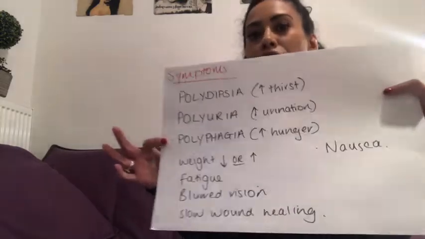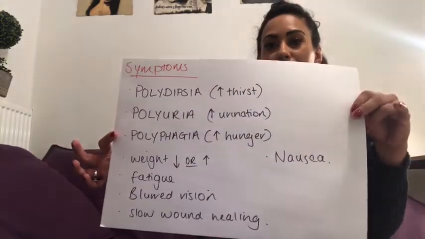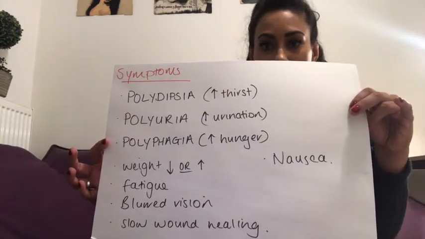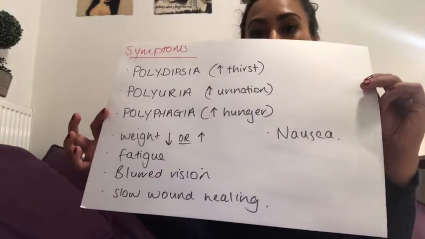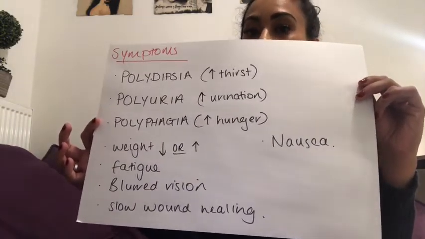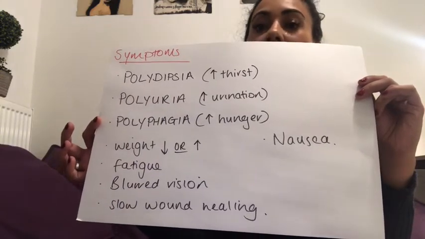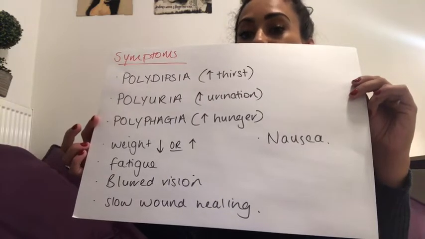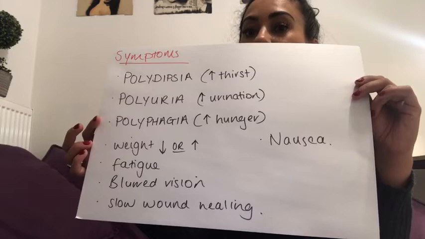Now, common signs and symptoms of diabetes can vary a little bit depending on the type. These are the common ones. So we have polydipsia, which is increased thirst, polyuria, which is increased urination, and polyphagia, which is increased hunger. We also can have either an increase or decrease in weight, fatigue, blurred vision, slower wound healing, which makes us more susceptible to infection, and nausea. Now, these are just the common ones. Obviously, other signs and symptoms can be apparent. Type 1 is commonly diagnosed at an earlier age, and type 2 usually manifests at an older age due to lifestyle factors and choices.